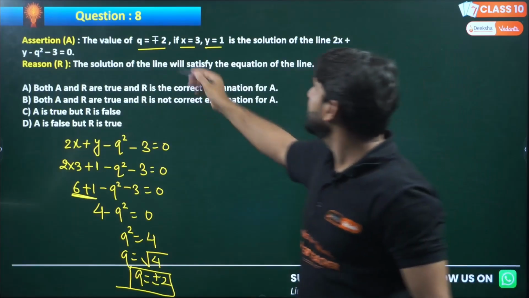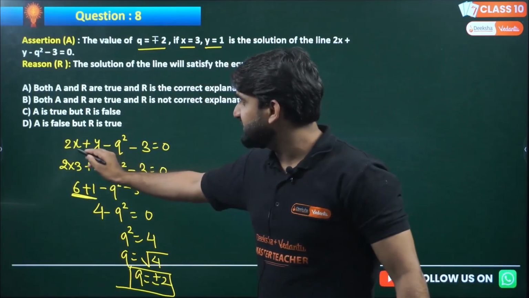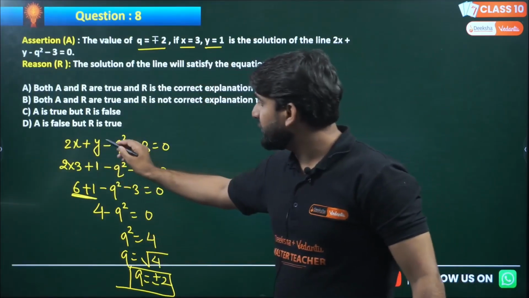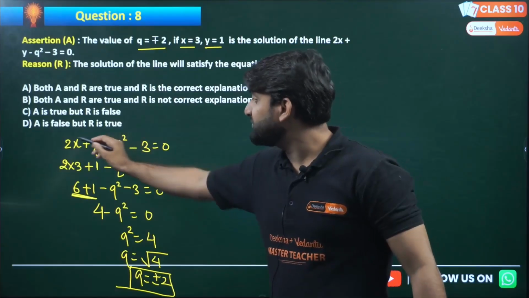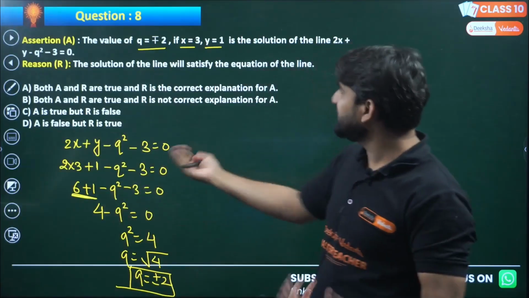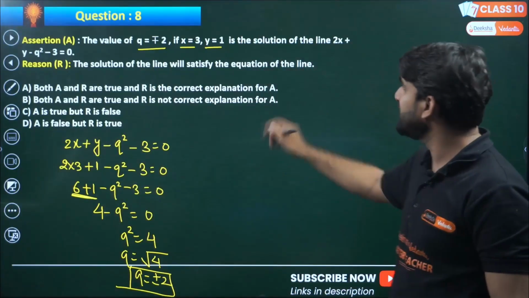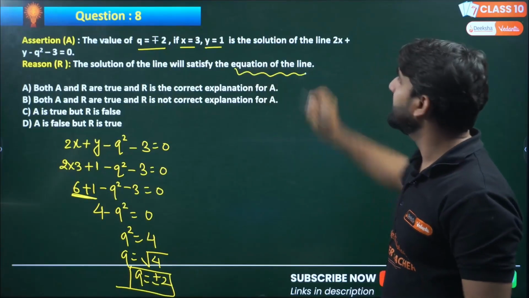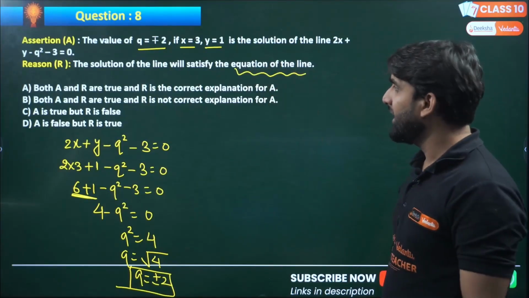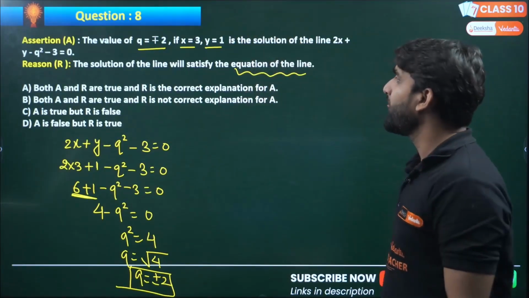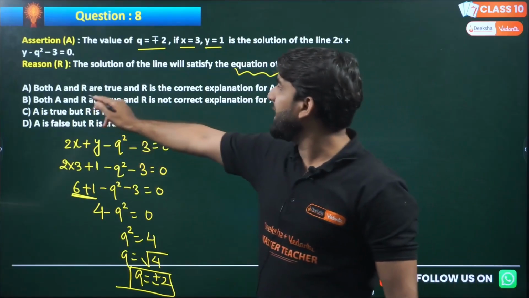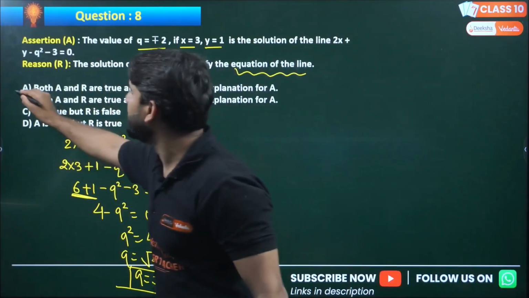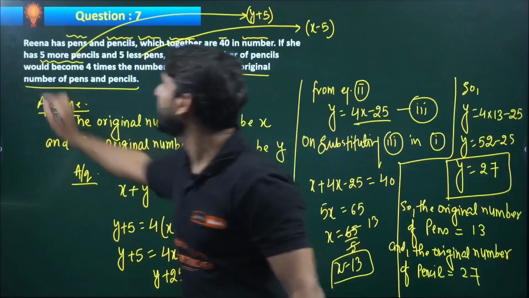Of course, x is variable, y is variable, and what is the coefficient? What is the highest power? Highest power is 1. So obviously this is a linear equation, and linear equation means equation of the line, right? So both are correct, and R is the explanation of A also. So both A and R are true. R is the correct explanation of A. Option number A will be correct.